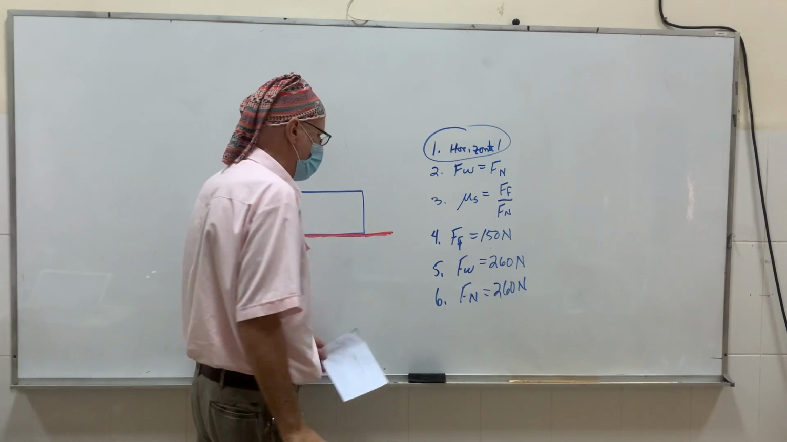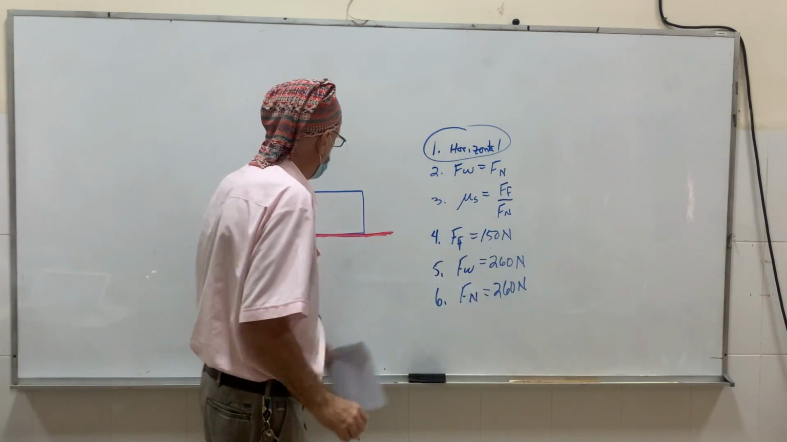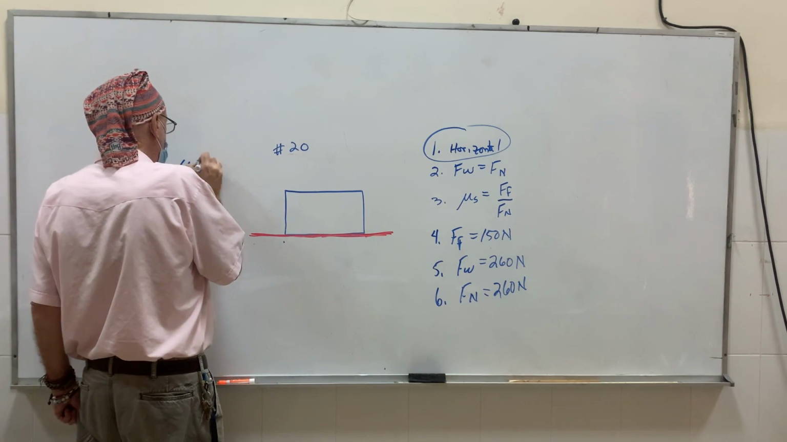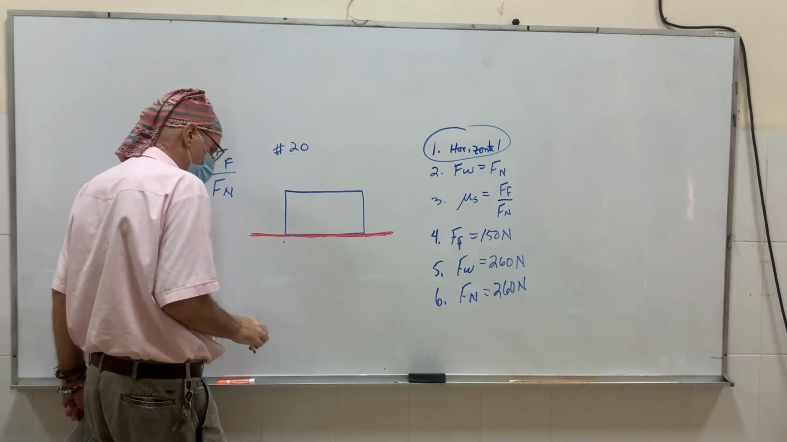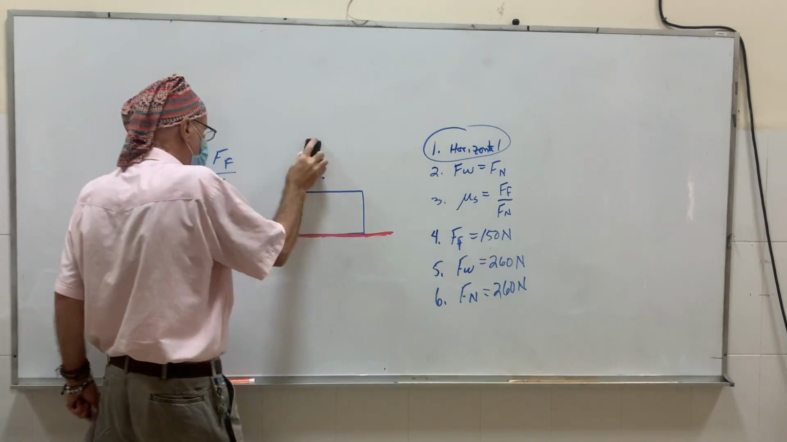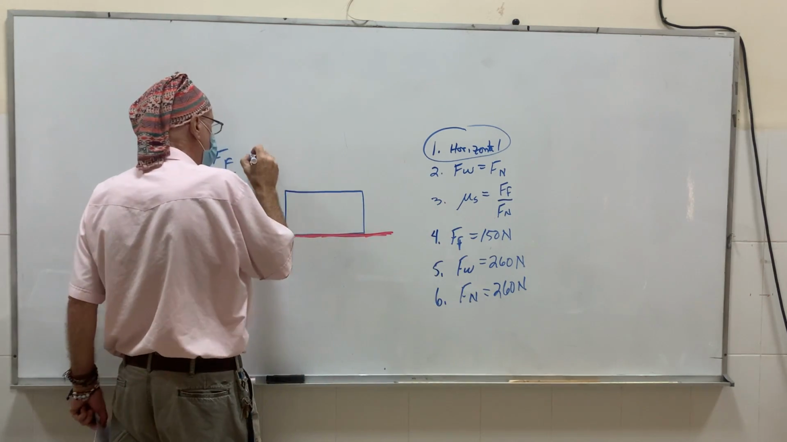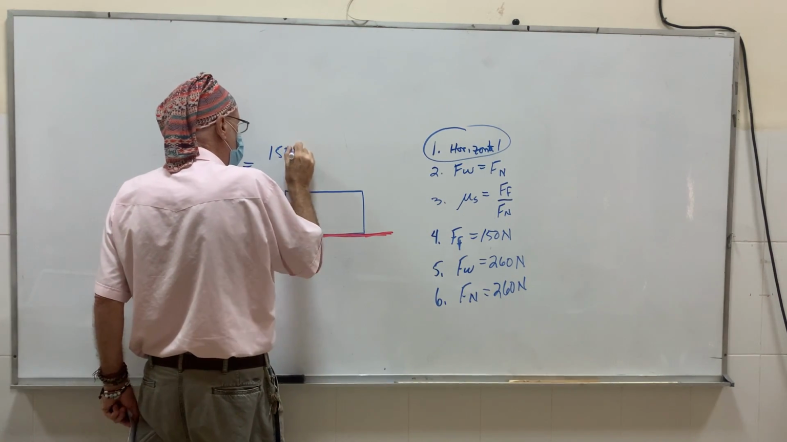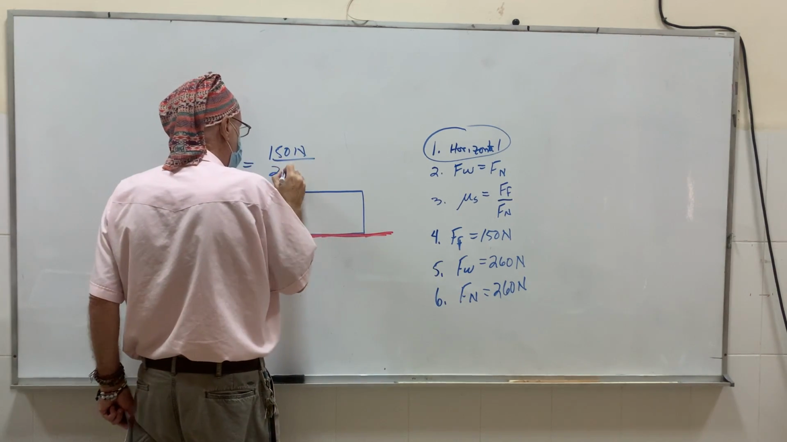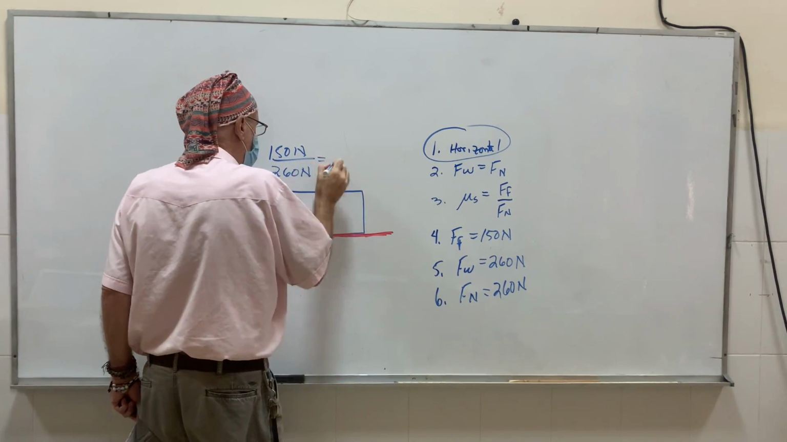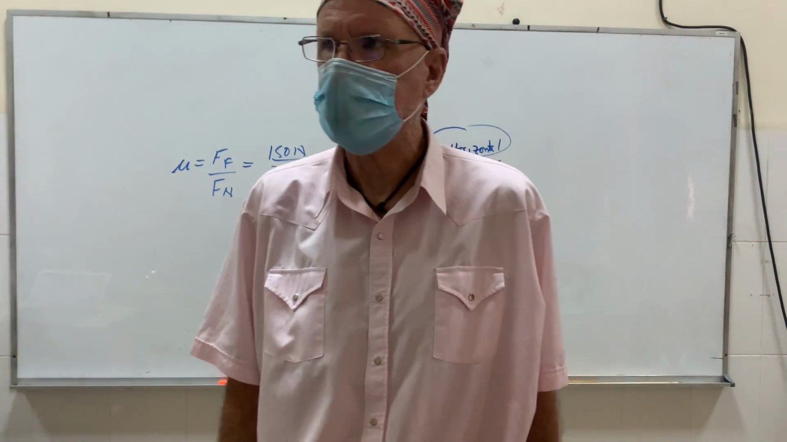because it's horizontal. Therefore, we can say this: mu equals force of friction over normal, correct? And we can say 150 newtons divided by 260. And what is 150 divided by 260?